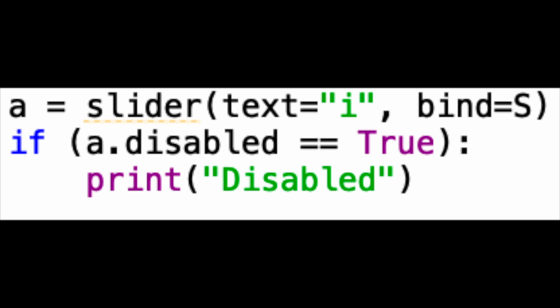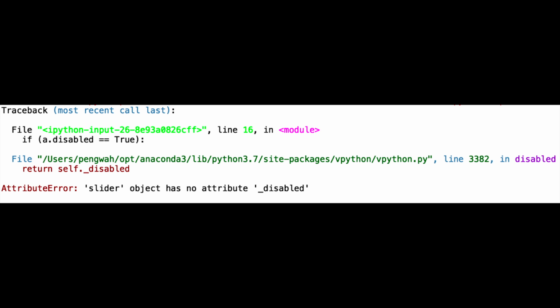So after a lot of testing, I finally figured out that slider and button objects in vpython for some reason don't even have a disabled or enabled property unless you specify it specifically when you're creating the object. So for example, something like this is going to return this error because I only created a disable boolean after it was instantiated.